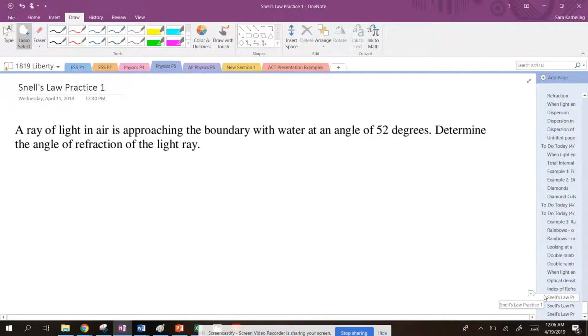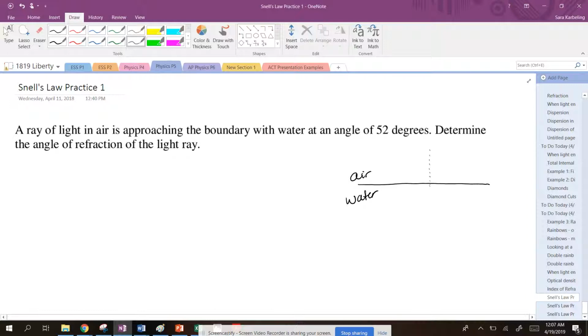So the first one says a ray of light in air is approaching a boundary with water at an angle of 52 degrees. It says determine the angle of refraction of the light ray. So not having done a problem like this before, I'm going to start out by drawing the picture to get a conceptual idea of what's going on. So there's my boundary. I'm going to do air up here and water down here. We can imagine, like we did with our marching, what's going to happen.